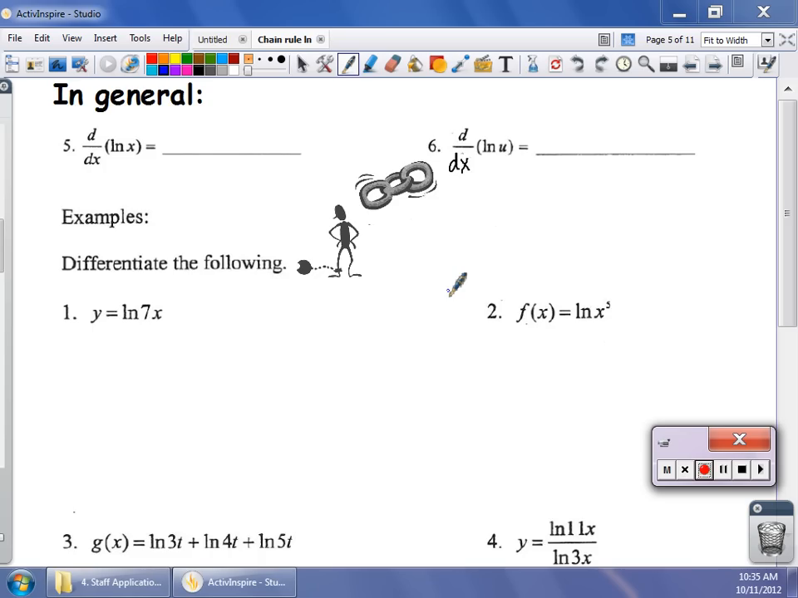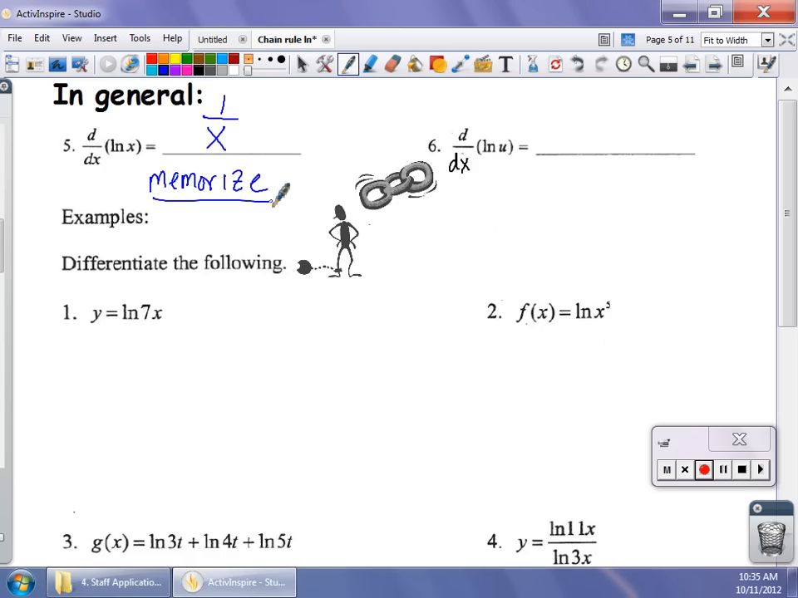The derivative of the ln of x is 1 over x. And in class, again, we showed where that comes from, but you're basically going to memorize this as a fact that the derivative of the ln of x is 1 over x.